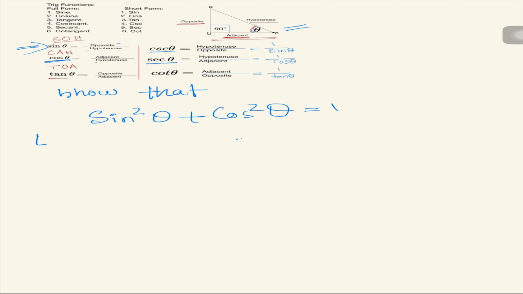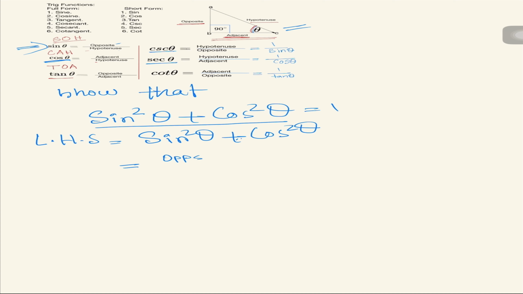Or you can write down the left hand side. What is the left hand side here? Sine squared theta plus cosine squared theta. What is sine squared theta? Sine squared theta is just opposite over hypotenuse. Let's write hypotenuse as HYP. So opposite squared over hypotenuse squared. Then cosine squared theta is adjacent squared divided by hypotenuse squared. You can write it this way too.